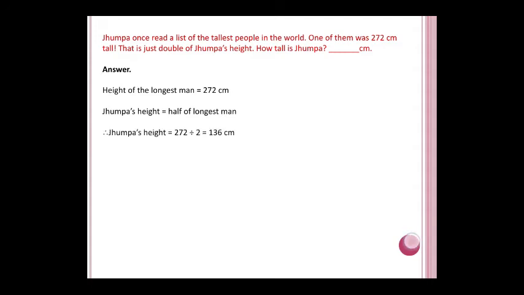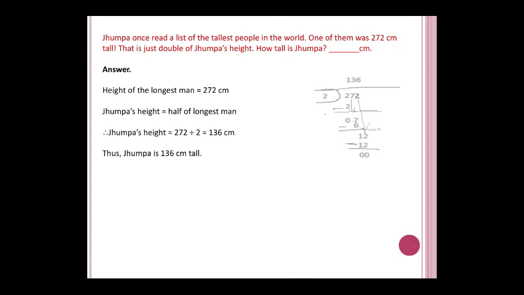How to do? Jampa's height equals 272 divides 2. So you have to divide 2 because it is double. So 272 divided by 2 equals 136 centimeters. So Jampa's height will be 136 centimeter.